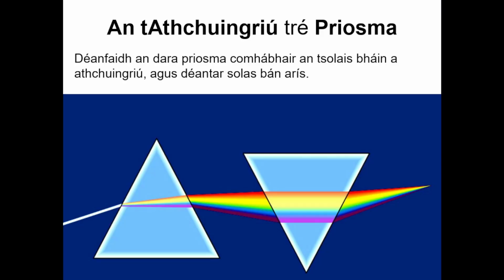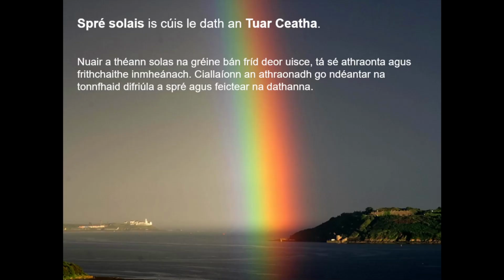Now, with a prism, we can change white light into rainbow colours, and back into white light by combining the two prisms. That's straightforward. So a rainbow is formed by the diffraction of the spectrum, the dispersion of light.